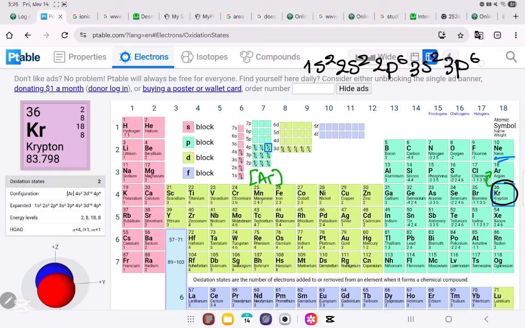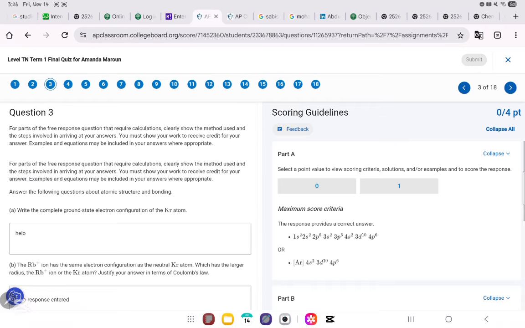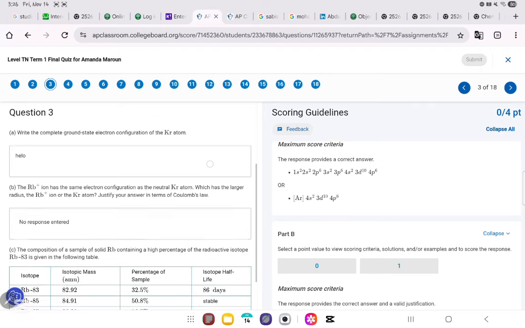So in total, this is how much? 4s2, 20, 3d10, 30, and then 4p6, this is how much? 36, this is krypton. So I removed 18. This is 10. This is 18. So that means what should I be left with? What should I put after argon? I should put 4s2, 3d10, 4p6. So this is how I write the ground state configuration for krypton. So you could either write it like this or argon 4s2, 3d10, 4p6.